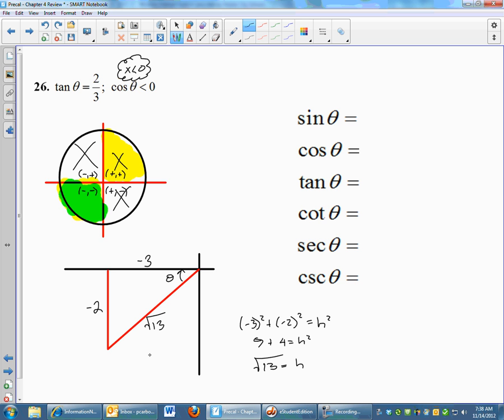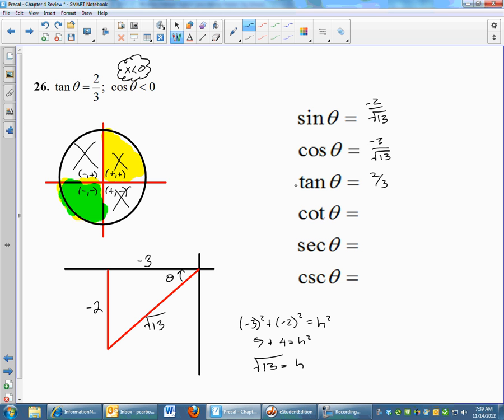And once you get your triangle drawn, the rest of this should be easy. Finding where and how to draw the triangle is the tough part. The rest of it is straight up SOHCAHTOA. Sine is opposite over hypotenuse, which will be -2 over root 13. Cosine is adjacent, -3 over root 13. Tangent was given to you, that's 2/3.